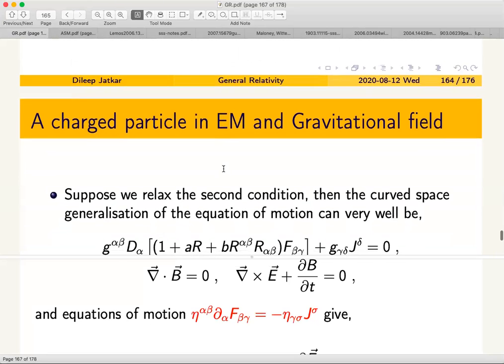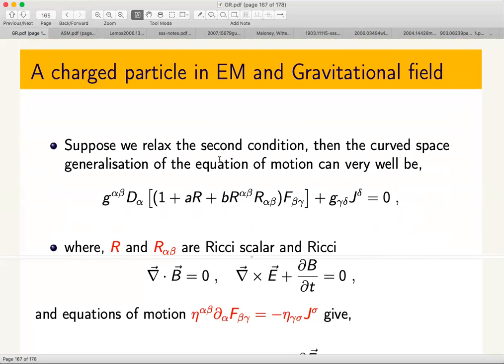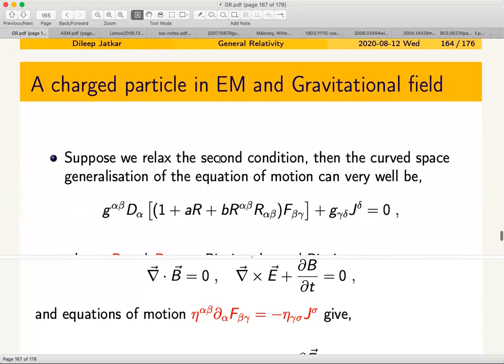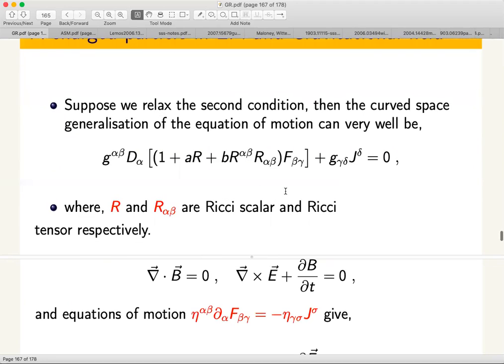Okay, so suppose we don't say that it should reduce to the flat space or special relativistic equation in the local Lorentz frame, then you could have written down an equation which is like this. It's the same piece when it starts off, g alpha beta times d alpha, but it's not just f beta gamma, but some bunch of terms sitting around here, where R is a Ricci scalar and R alpha beta is a Ricci tensor.